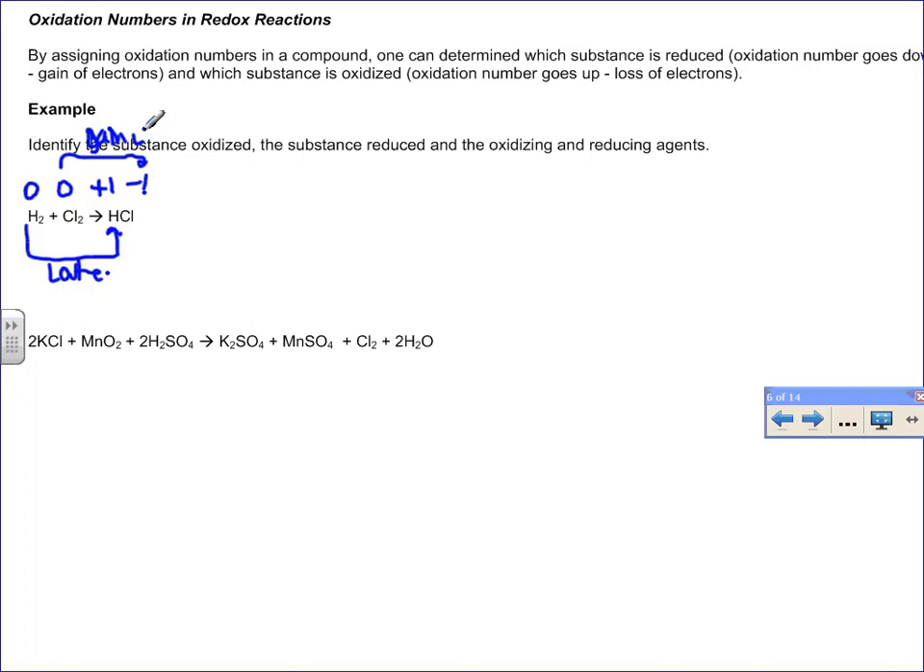So with this information, we can identify the substance oxidized, okay, to be hydrogen. So the substance that has lost electrons has been oxidized. The substance that's been reduced is the chlorine. It's the one that has gained electrons.